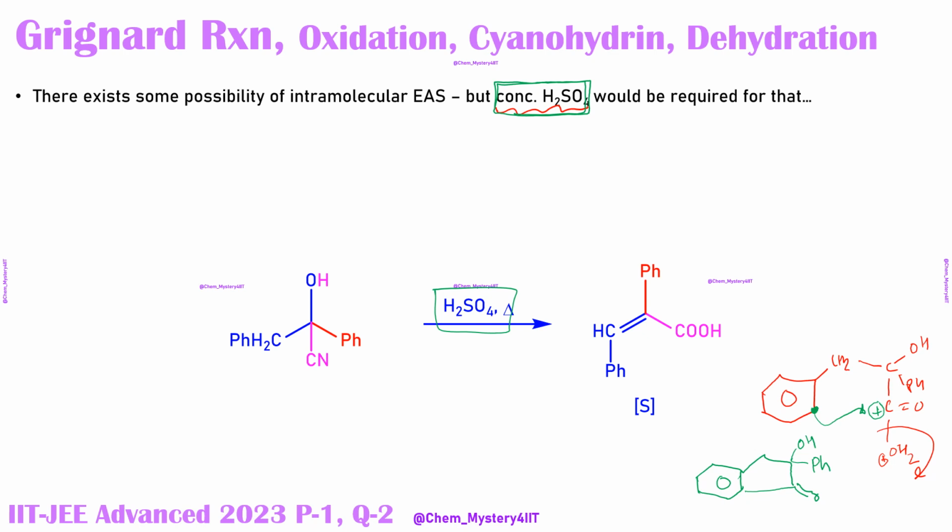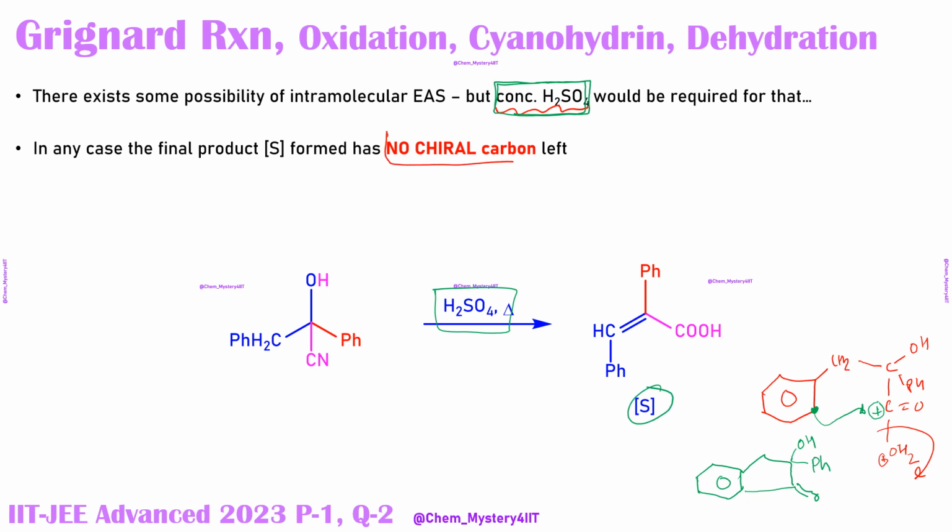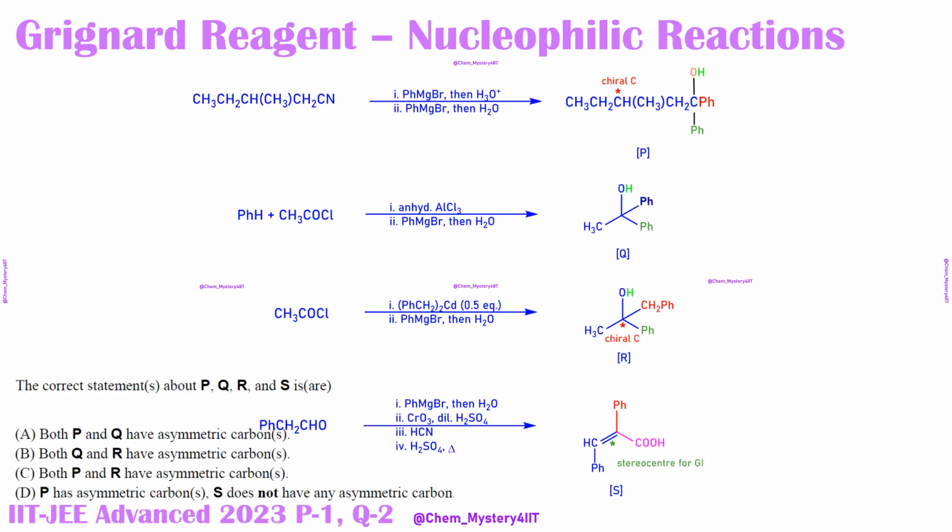We will be thinking with respect to the way dehydration of that alcohol may be taking place, either in SN1 fashion or in SN2 fashion. Okay, so now this compound is product number S. This has no chiral carbon left. So that is all the reaction sequences we have seen as of now. PQRS, once again we can have a look. These were the compounds PQRS.